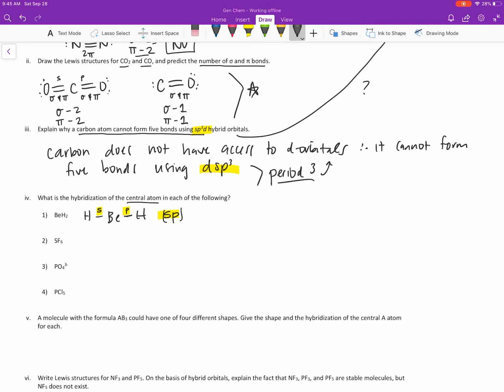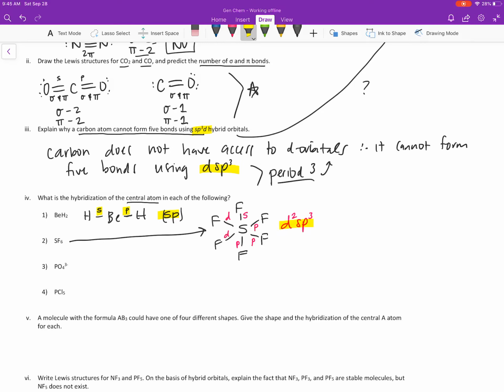If I do sulfur hexafluoride, because I'm not worried about the correctness of the Lewis structure, I'm not going to add the lone pairs around the fluorine because I'm only focused on the sulfur. And if I do this, I have S1, P1, P2, P3, D1, D2. So this is d2sp3 hybridized.